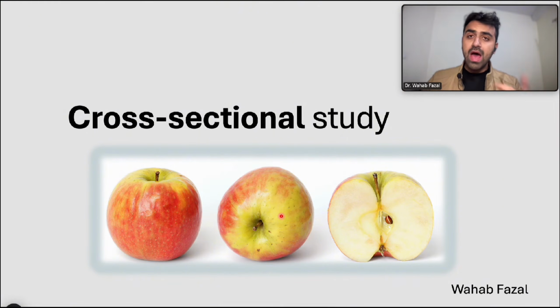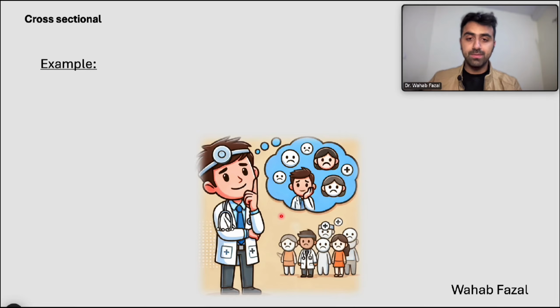Similarly, if you want to know how many in this population are smokers, so you cut the population, you ask everyone how many people are smokers and they tell you these many people are smokers. That's a cross-sectional study. Let's take another example.